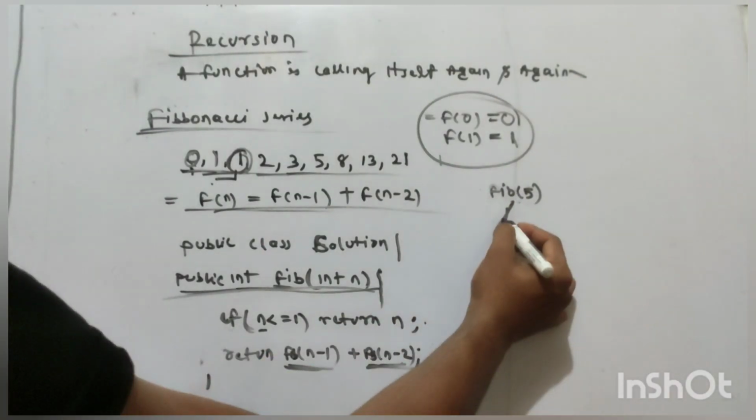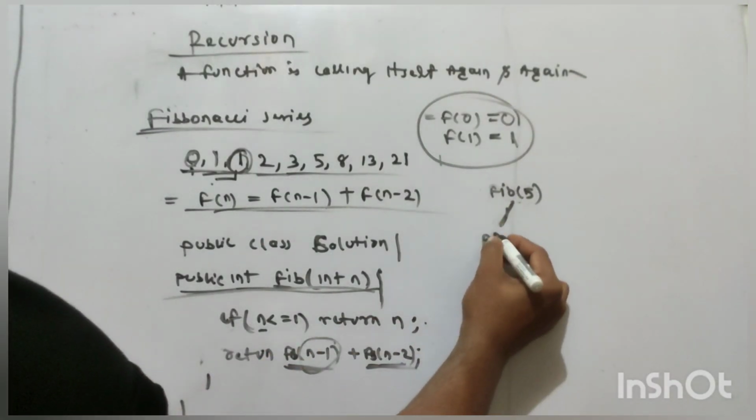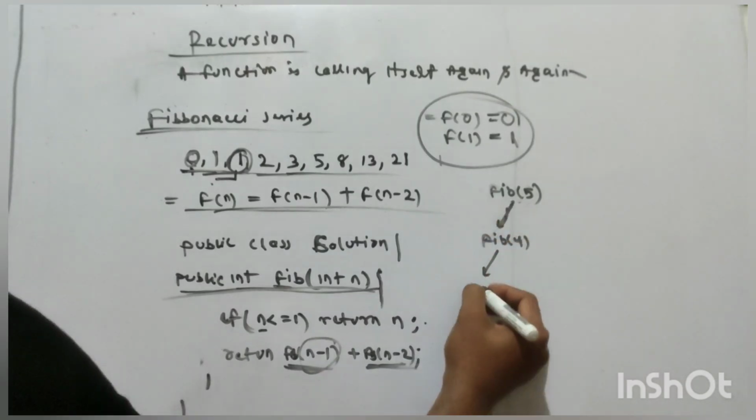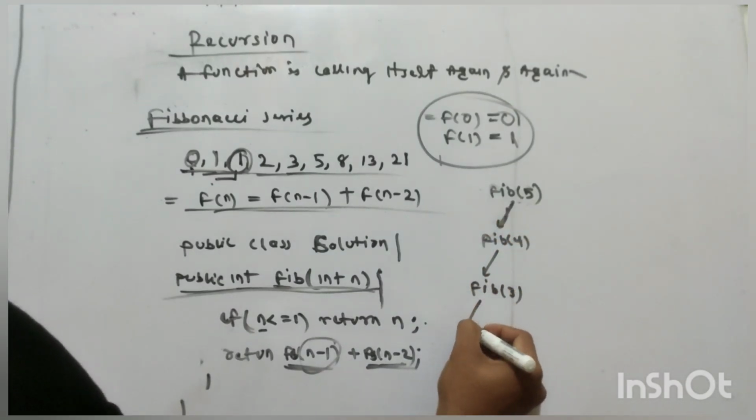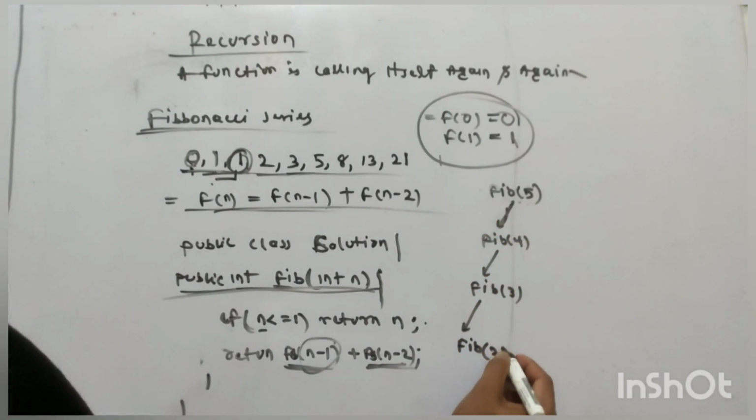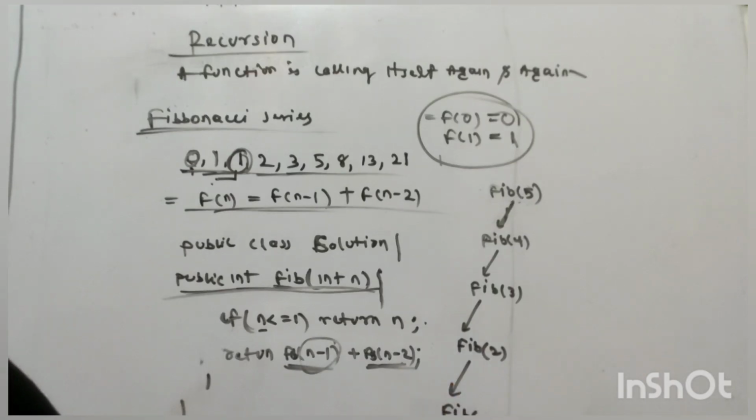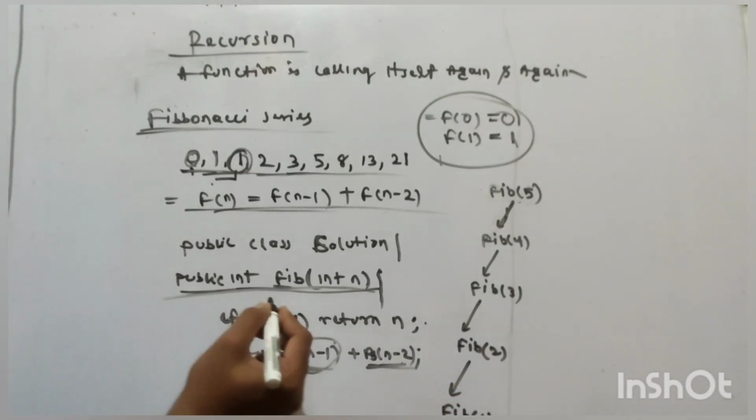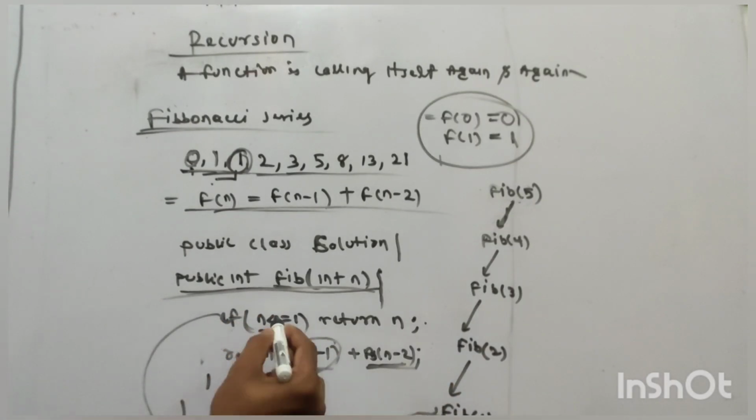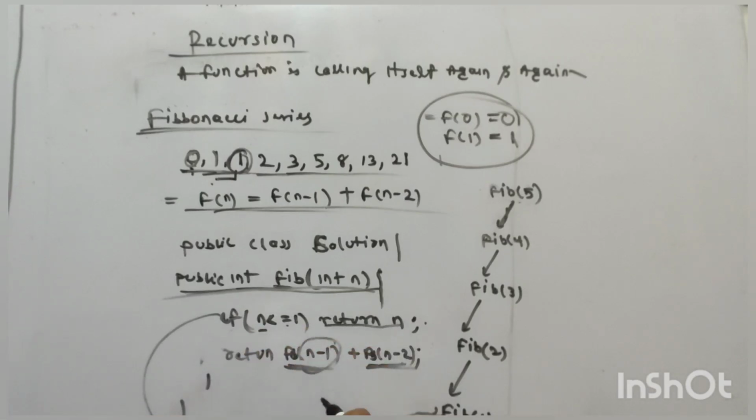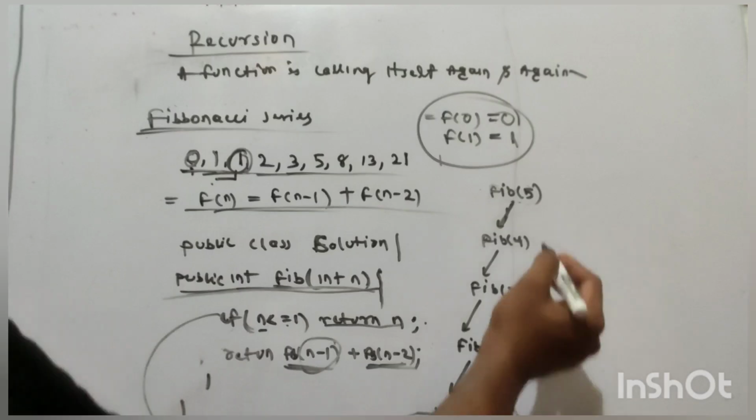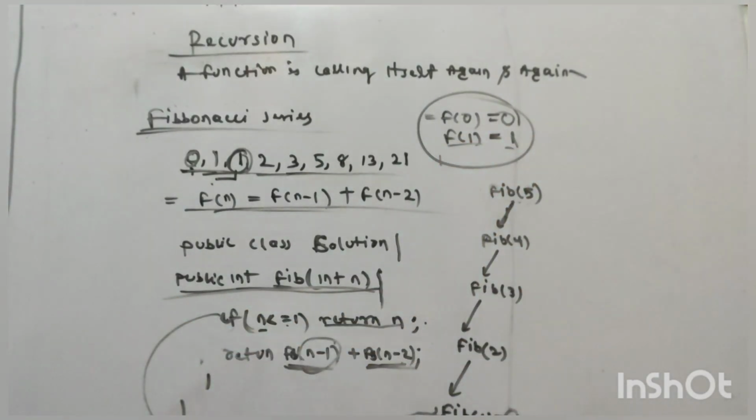I will show you. N minus 1: f of 4. Then f of 3, f of 2, f of 1. It will touch the base case, right? In the base case, what we write here is if n is less than or equal to 1, return n. So here n is equal to 1, less than or equal to 1, it will return 1. F of 1 is equal to 1, right?